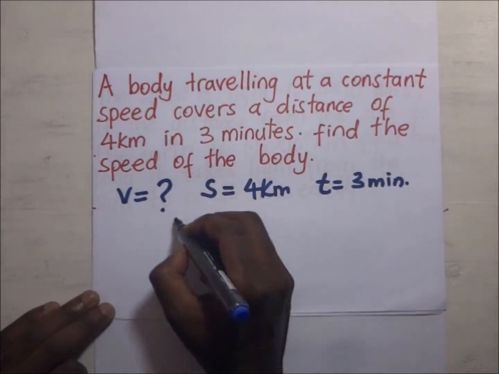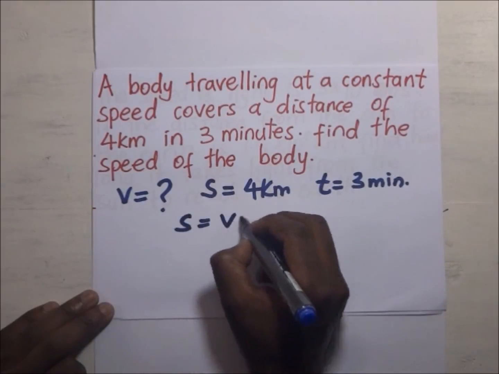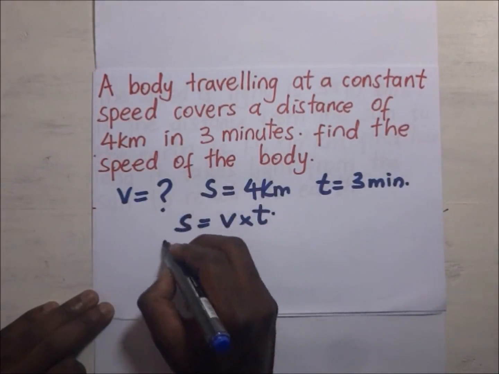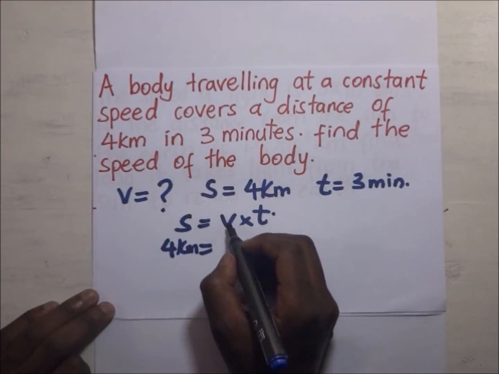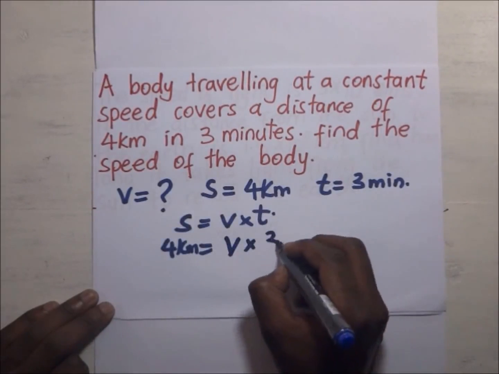So definitely we know that the general formula is that the distance is going to be equal to speed times time. We know that the distance is 4 kilometers is going to be equal to the speed, which is not given, which we are looking for, times the time, which is 3 minutes.